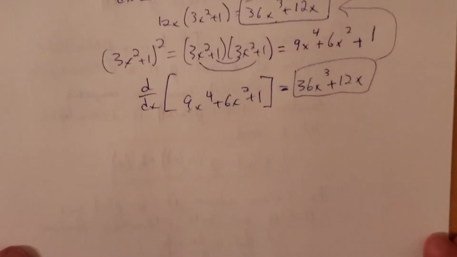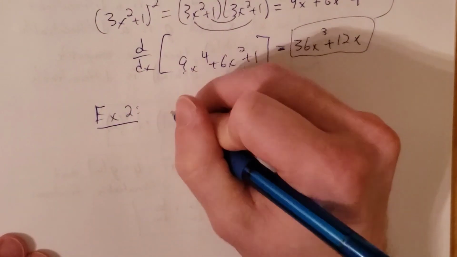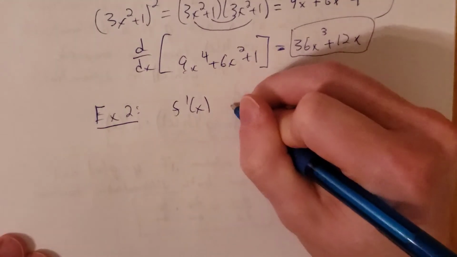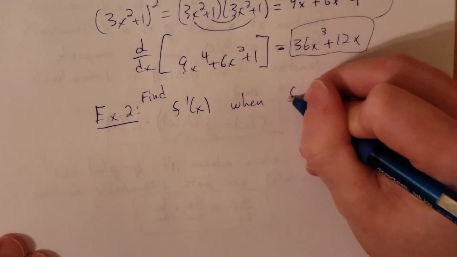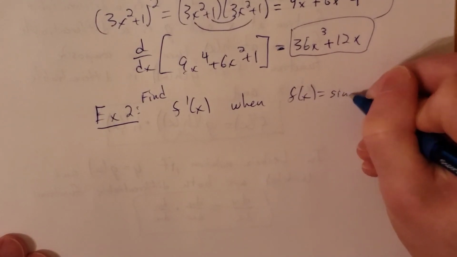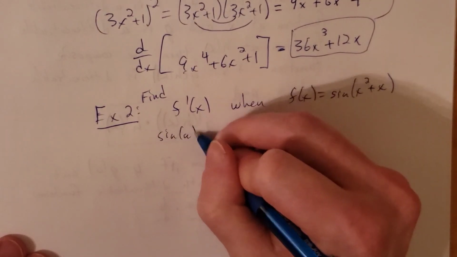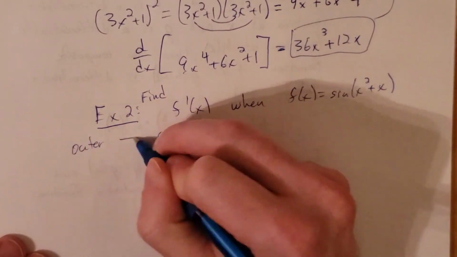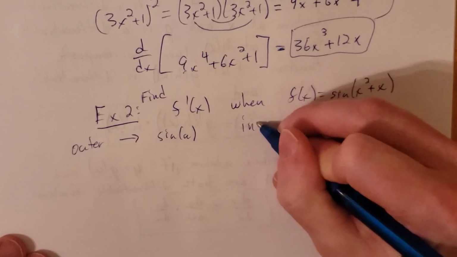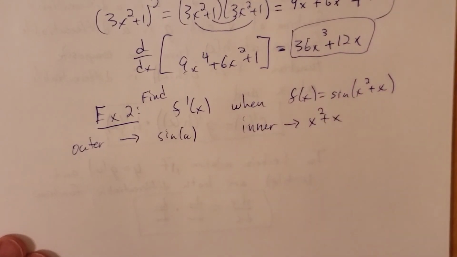Let's go ahead and do one more example where we just use the chain rule. So let's find f prime of x when f of x is equal to sine of x squared plus x. Well, what is our outer function? Our outer function is sine of u. And what's the inner function? That is x squared plus x.